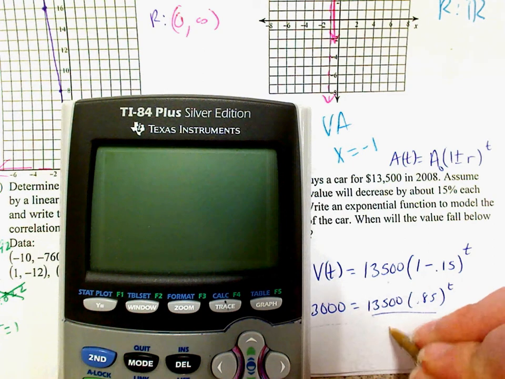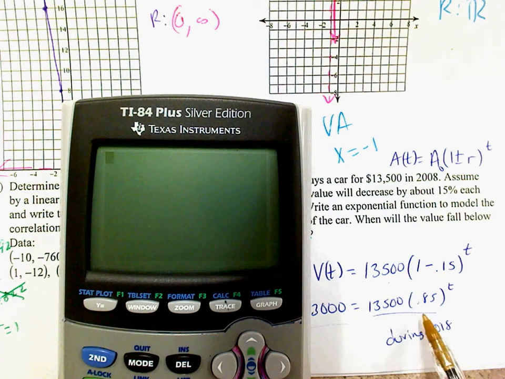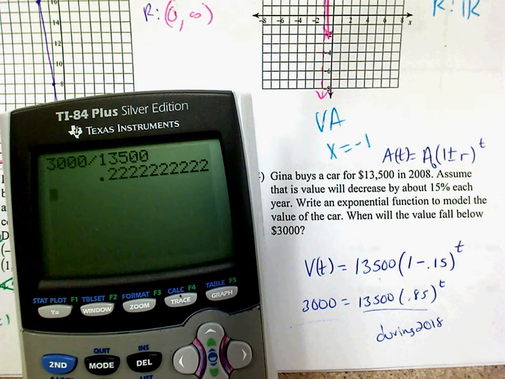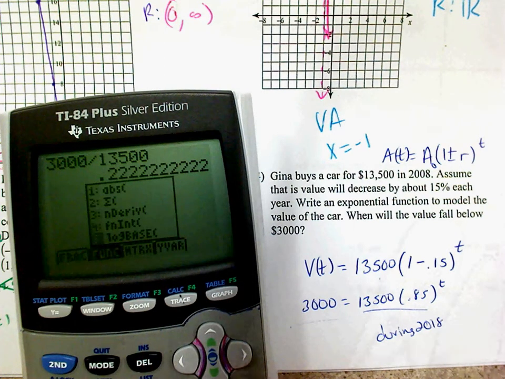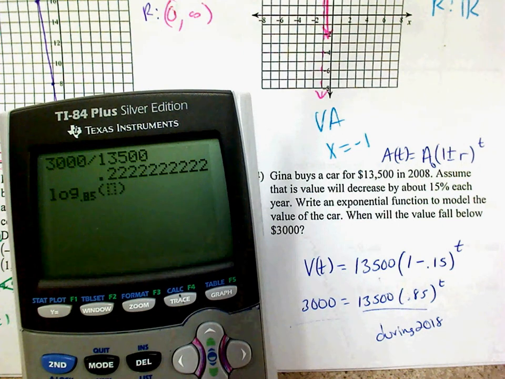Another option would be to solve this using the calculator: you would divide, so 3,000 divided by 13,500. So you got 0.2222 equals 0.85 to the t. Convert it to a log: log base 0.85 of your answer, and you get the same thing, 9.255. Okay? So, there we go.